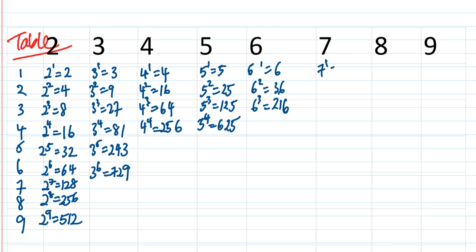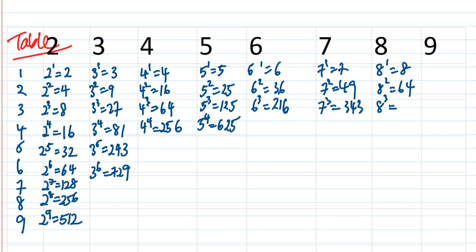Alright, and 7, 7, 7 square 49, 7 cube is 7 times this, 343. Okay, so usually we can stop over here. 8 square, 64, and 8 cube, I think it's gonna be quite big. Yeah, I will use the calculator for this if I want to.